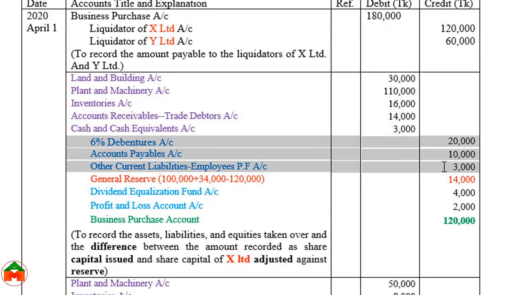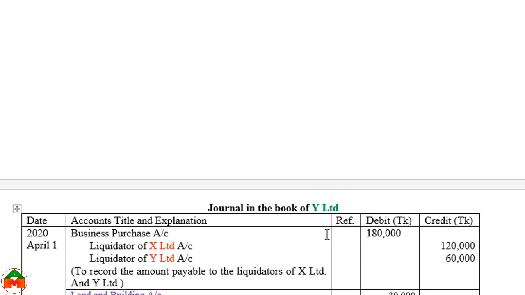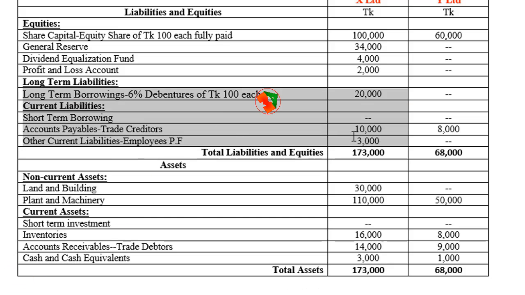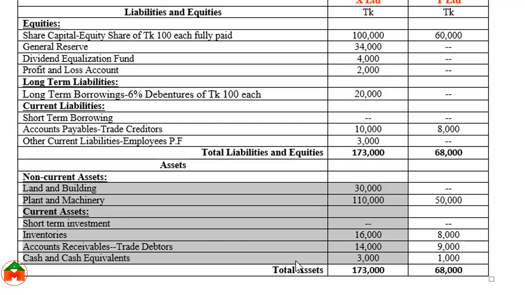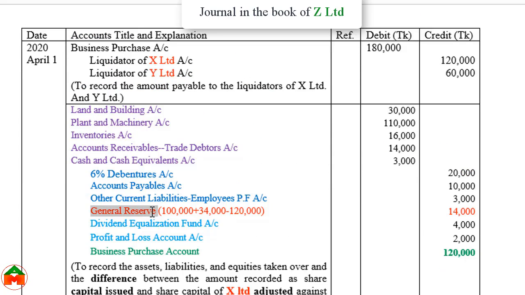And the liabilities items, we can see debentures 20,000, accounts payable 10,000, other current liabilities 3,000. These liabilities are taken from the X Company Limited. From the question you can see, this is the question. We can see these are the liabilities. These liabilities will be shown in the credit side, and these are the assets. These assets will be shown in the debit side of Jet Limited. In the general reserve, we have to show the share capital plus old reserve.